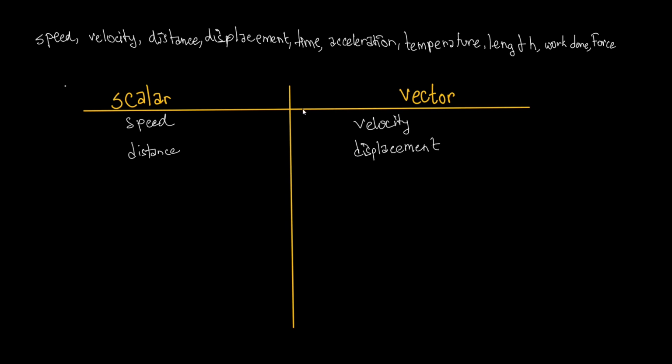Next comes time. Now this is basic because in time we don't consider direction. The time is a scalar quantity. Next comes acceleration. Now acceleration is a vector quantity because we can accelerate forward, we can accelerate backward. So direction is a matter of consideration here. As a result, acceleration is a vector quantity.